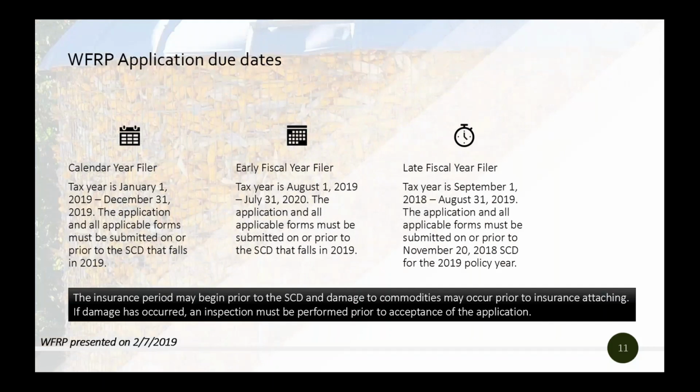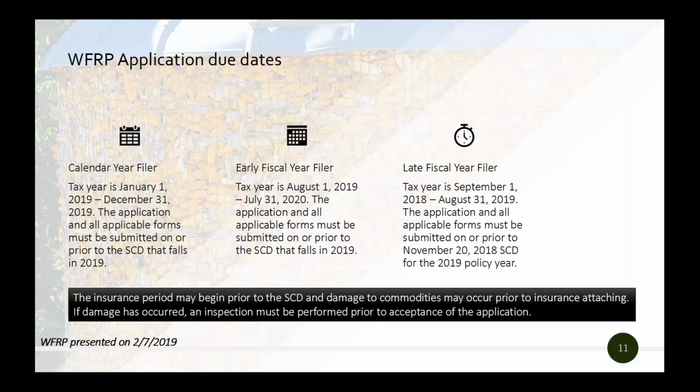So the application due dates, let's take a look at these. For a calendar year filer, tax year is January 1st to December 31st. The application and all applicable forms that we talked about on Tuesday must be submitted on or prior to the sales closing date that falls in 2019, or March 15th for Pennsylvania.